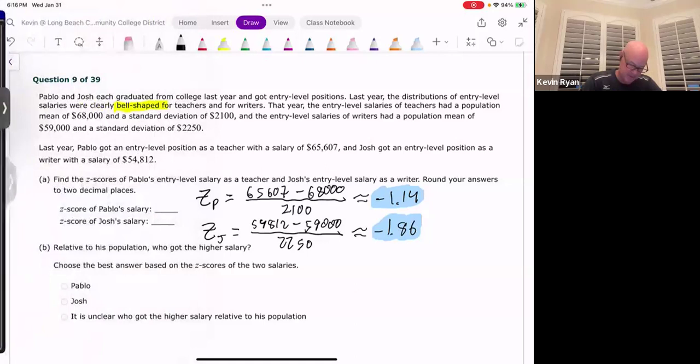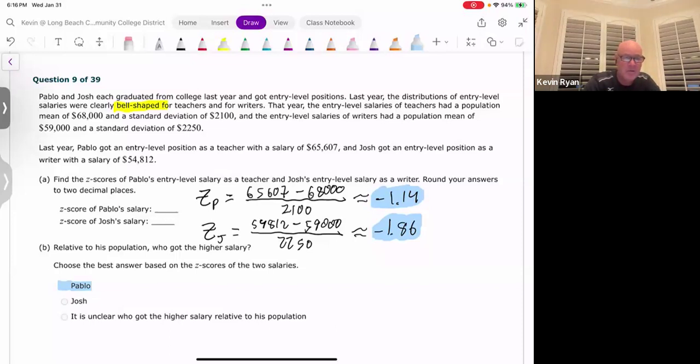All right, second part. Who got a higher salary? Well, in this case it's whoever is going to be closer to the mean, meaning zero, and that's definitely Pablo. All right.